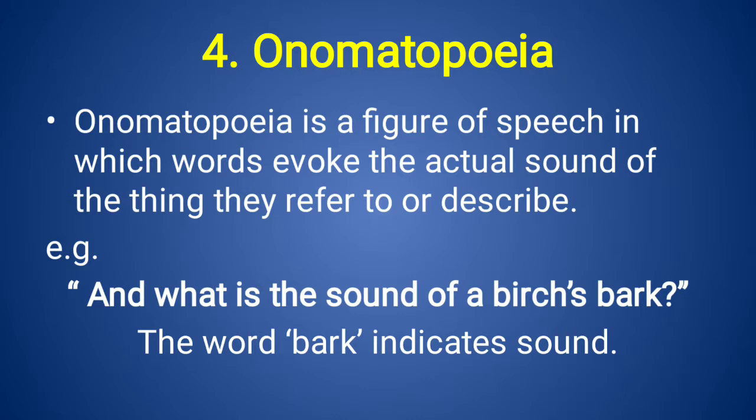And here I have taken one example. What is the sound of a birch's bark? So barking is the quality of a dog, and this quality is given to the birch. Birch is a type of tree. So this quality is given to the tree, and of course a tree is not able to bark. So this human quality is transferred to the inanimate thing, that is the tree. And so due to that remember this is onomatopoeia. I hope your concept of onomatopoeia is clear now.